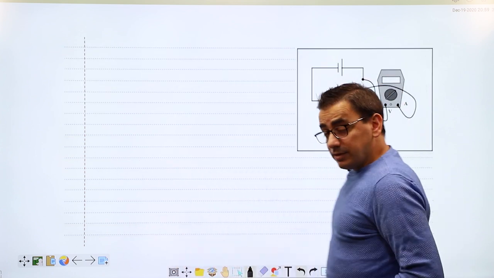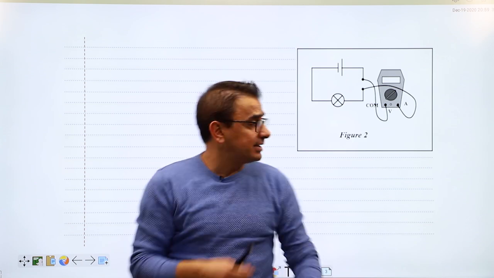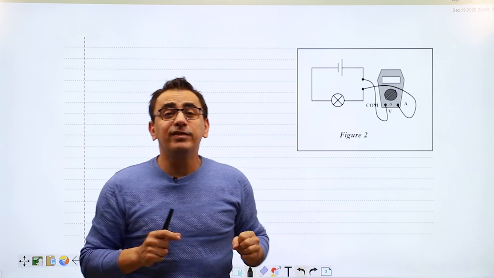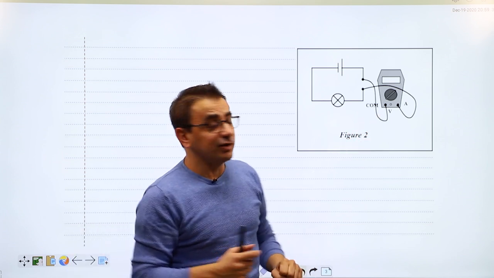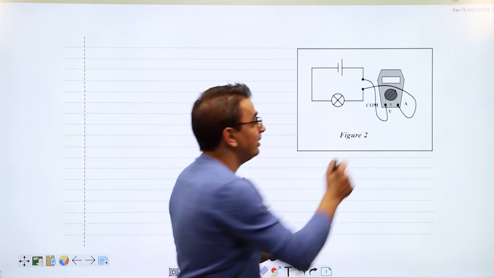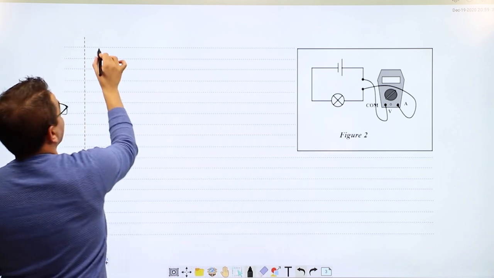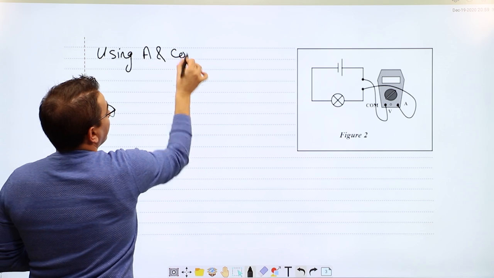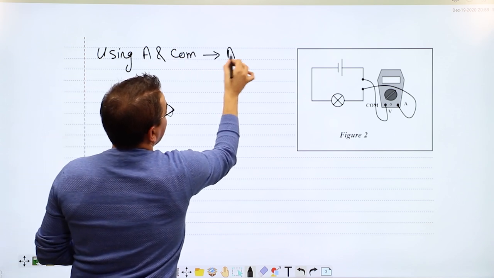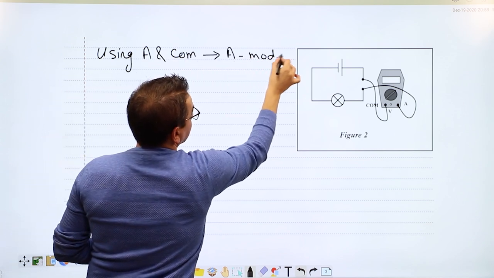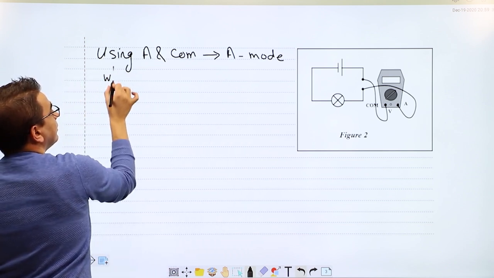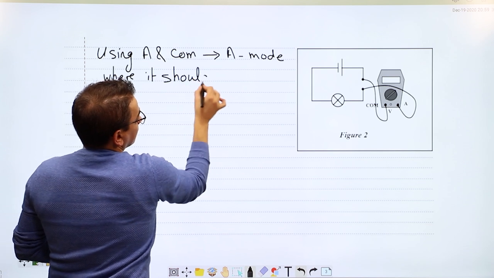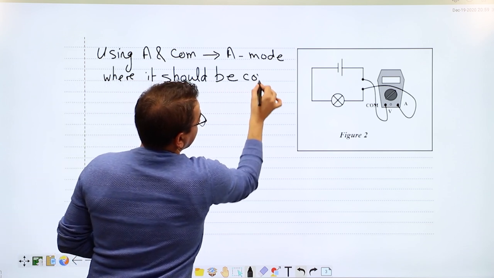Figure 2. Same question. Is it connected properly or not? Let's check. First, we try to specify the mode. What mode is the ammeter functioning with or the multimeter functioning with? COM and A. So using A and COM, then it is the A mode or ammeter mode. Okay, where it should be connected in series.